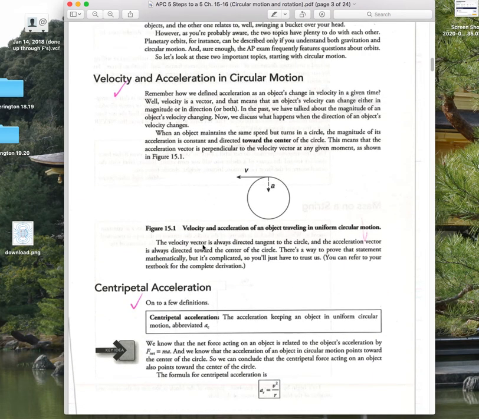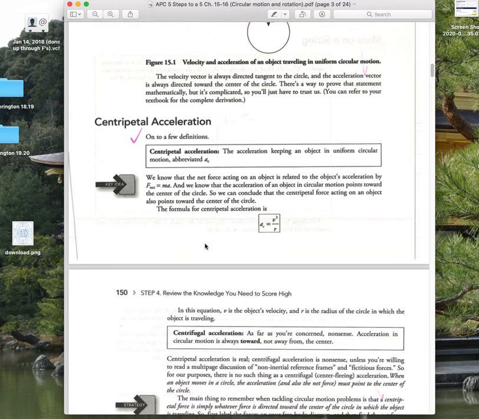So this stuff you should know. You should know how to convert back and forth between linear and angular measurements. So v, omega, a, alpha, x, and theta. You may want to write that on your formula sheet. Normally you wouldn't be able to do that.